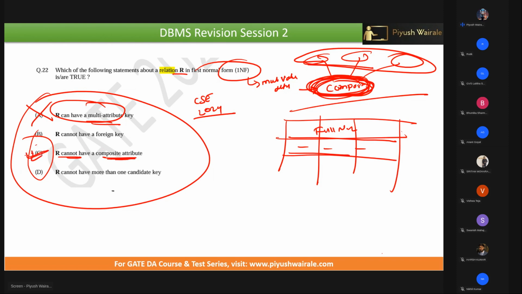Yeah, option A and C is correct. It's a key. We can have a key. We cannot have multi-valued attribute. Okay. Sorry for the confusion. I hope this is clear, why A and C is correct.